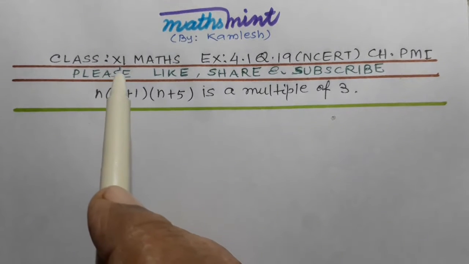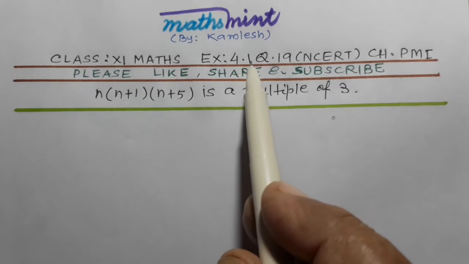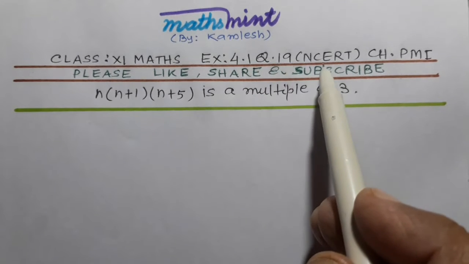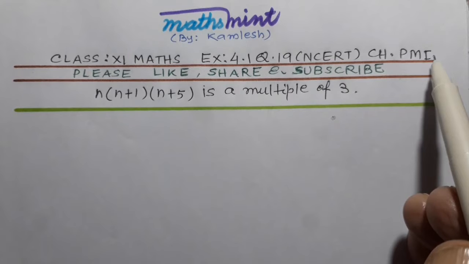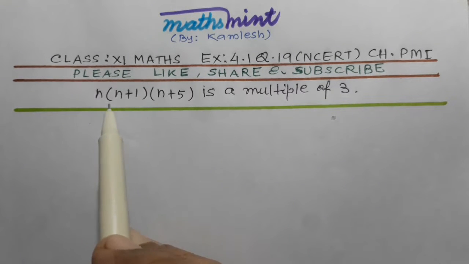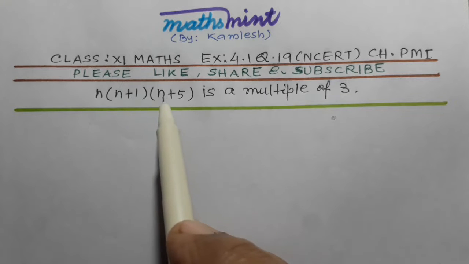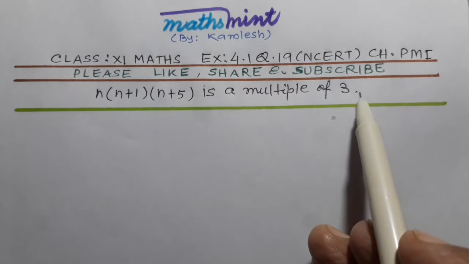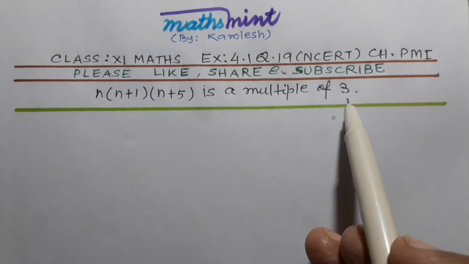It is a question for class 11 Maths, exercise 4.1, question 19 from the NCERT book. The chapter is PMI, Principle of Mathematical Induction. In this question, n into n plus 1 into n plus 5 is a multiple of 3. This statement we have to prove.